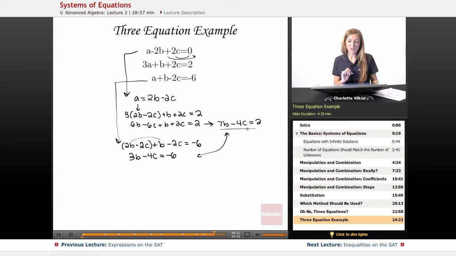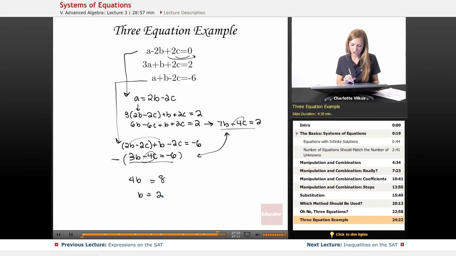So given these two equations, I then want to decide if I want to use combination and elimination or substitution. Looking at these two, right away I see that I have the same coefficient on c. So I'm going to want to use combination and elimination here, and I subtract the two because they have the same sign. So if I subtract this one from that one, I'm going to get 7b minus 3b is 4b. -4c minus -4c is going to give me 0c. And then 2 minus -6 is going to give me 8. So I have b equal to 2.